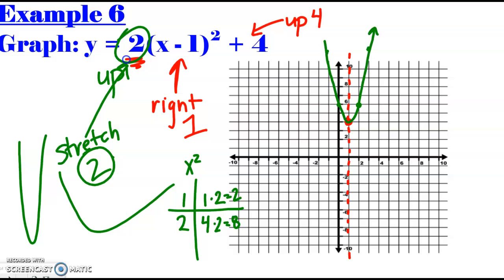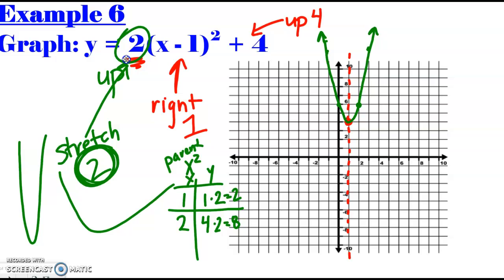And you can kind of tell it was only a stretch of 2, so it's a little bit skinnier, but not a lot skinnier. So that's because there was a stretch of 2. So you take those normal parent points of 1, 1, 2, 4, 3, 9, and you would multiply that y value by 2 for the stretch factor.